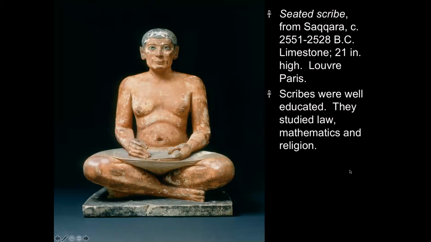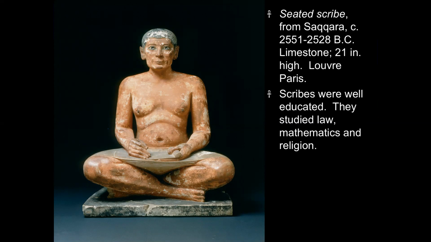So the last sculpture we're going to look at is the seated scribe. And you can look at this and think, again, like the pharaoh, the scribe didn't necessarily look like this. The way he's portrayed isn't a personal portrayal. Rather, it's a portrayal of his role in society.